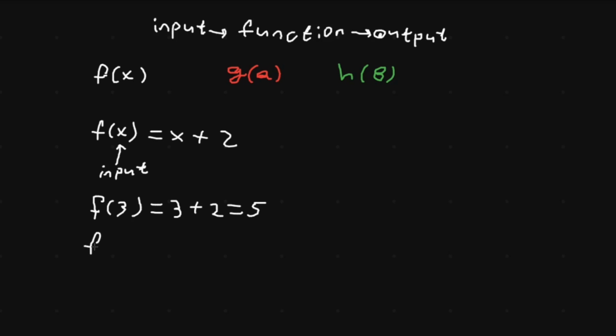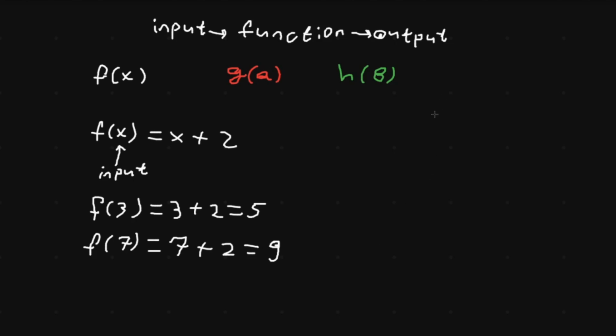We can try a different one. For example, f of 7. In this case we inputted 7 to the function. Instead of x, we will write 7. 7 plus 2 is 9. So we inputted 7, our function added 2 to it, and it returned 9.